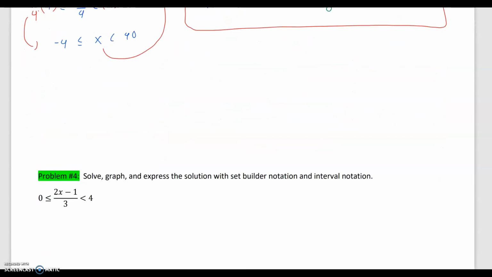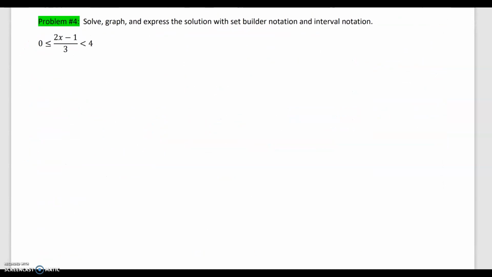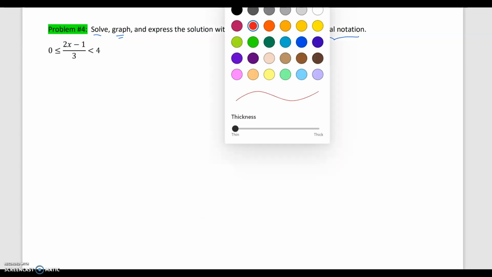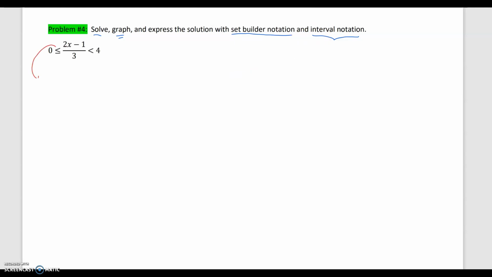Let's move on to problem 4. In problem 4, they want us to solve, graph, and express a solution with set builder notation and interval notation. Okay, so basically everything that we've done on all the previous ones. Let me rewrite it because we're going to be multiplying by 3, and it looks a little bit cramped as it is. So technically we have 0 less than or equal to 2x minus 1 divided by 3 less than 4. And our first step is going to be to multiply by 3.